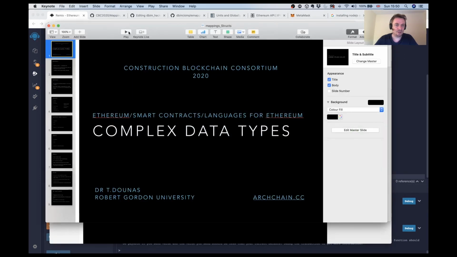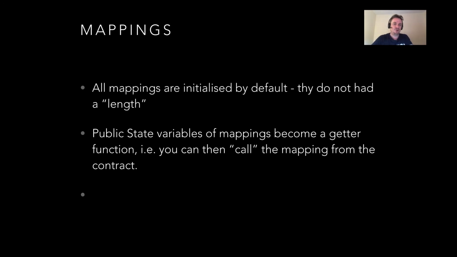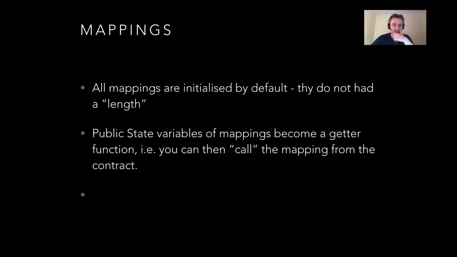Let's take a look at the idea of mappings. Essentially we have a key value which is assigned to a value type, and this is named. A key type can be any elementary type, any of the built-in value types plus bytes and strings, and the value type can be any type including other mappings. All mappings are initialized by default. They do not have to have a length, and public state variables of mappings become a getter function. So you can then call the mapping from the contract.